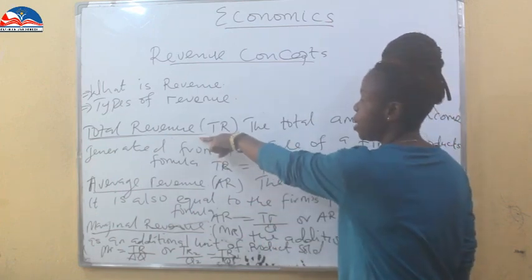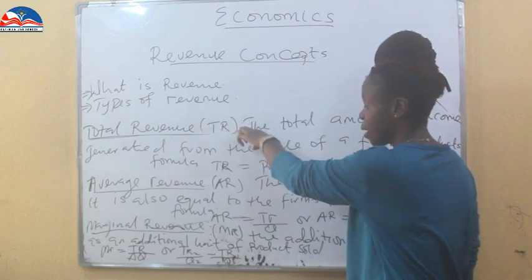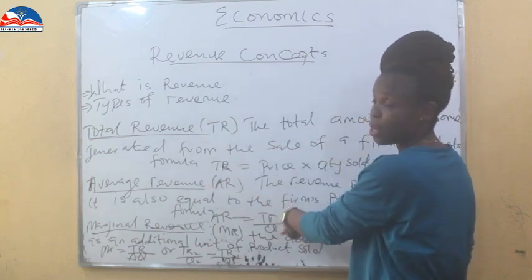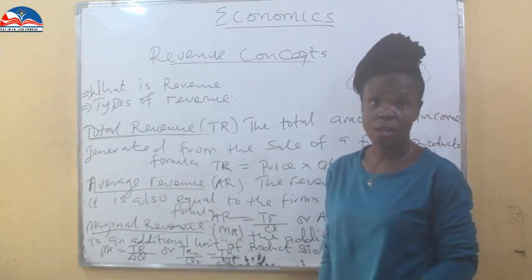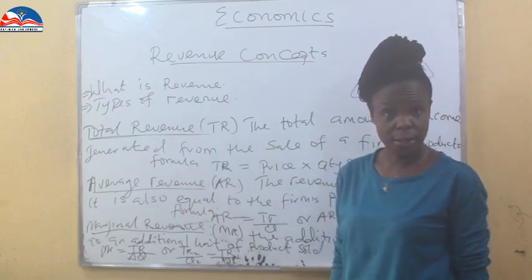The total revenue here, that's everything sold together, divided by the quantity that has been sold, will give you your average revenue. Always remember that average is divided by.